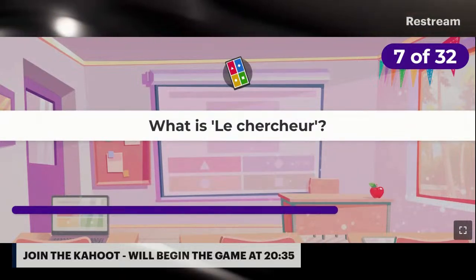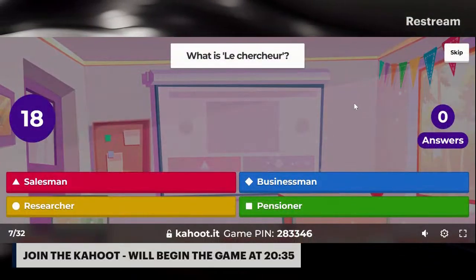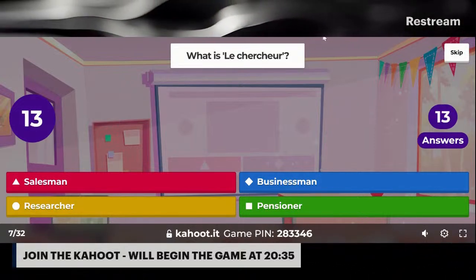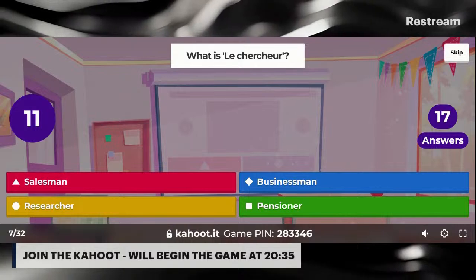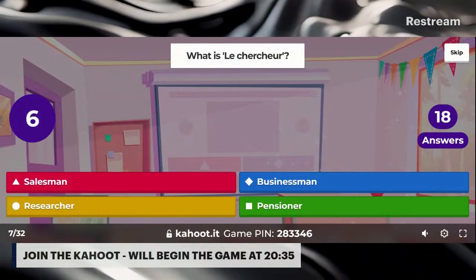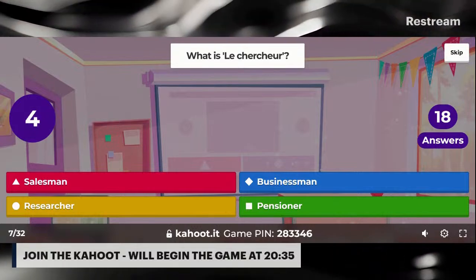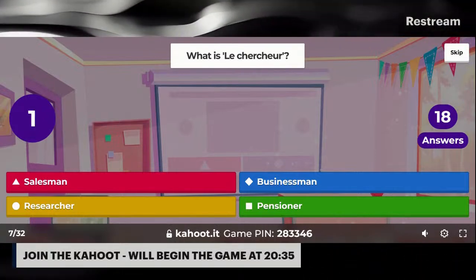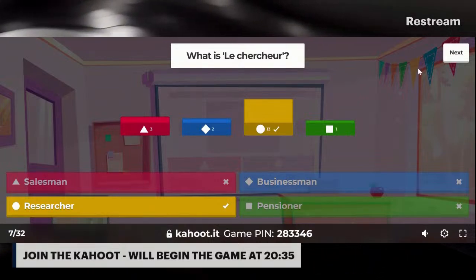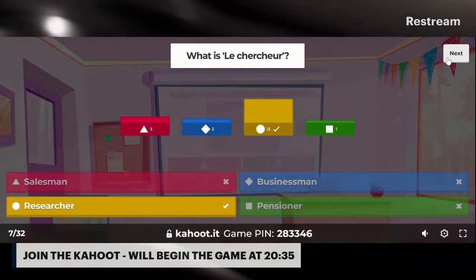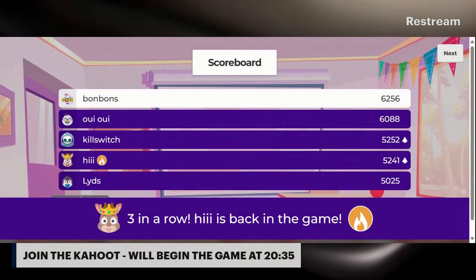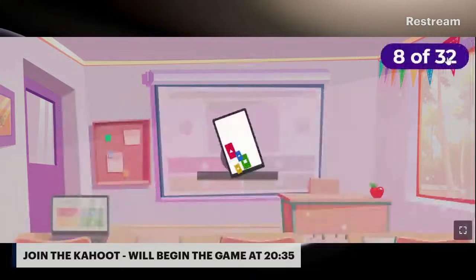What is le chercheur? Is it salesman, businessman, researcher, or pensioner? You should be able to get this from the verb. So it is researcher. Okay, moving on.